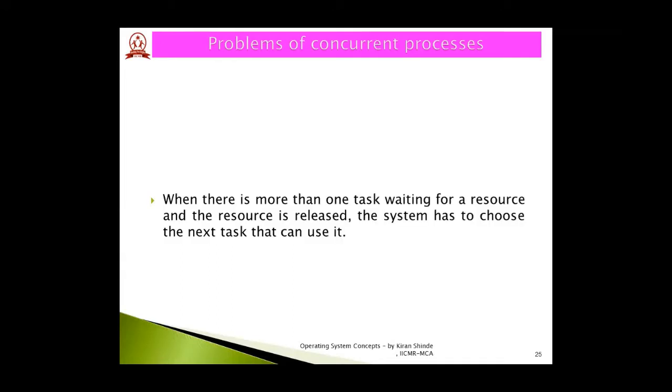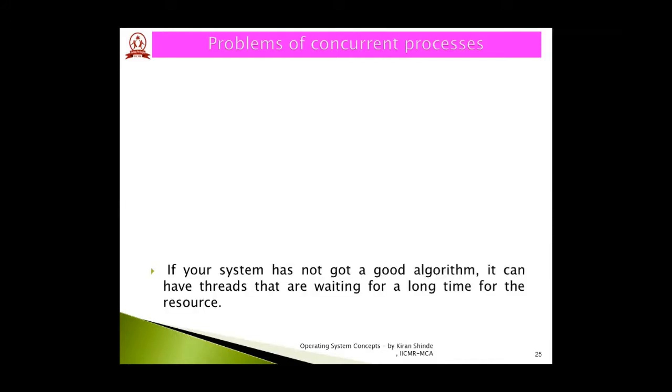So when there is more than one task waiting for a resource and the resource is released, the system has to choose the next task that can use it. If your system does not have a good algorithm, it can have threads that wait a long time for the resource. So this is in terms of operating system language. I just explained it with a simple example of a low priority process and a high priority process. So this is the problem of resource starvation.